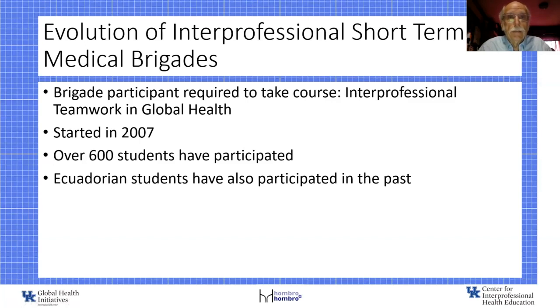Okay, one of the important things about interprofessional care is preparing students for that experience. And so we started doing an interprofessional course for all the students who attend in 2007. And now, over 600 students have participated. We've also included at times Ecuadorian students who join us as part of the brigades.